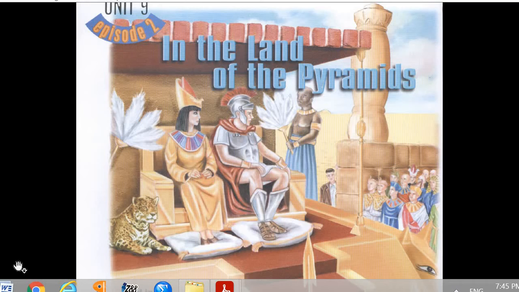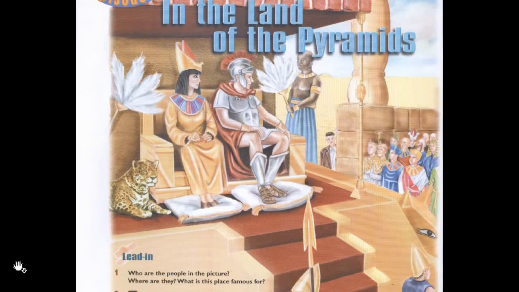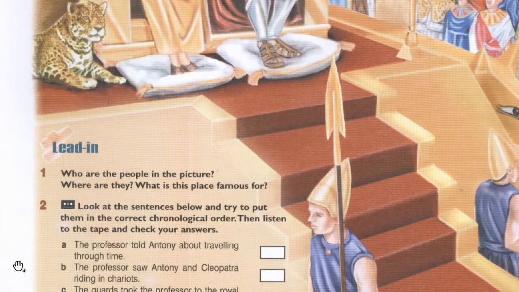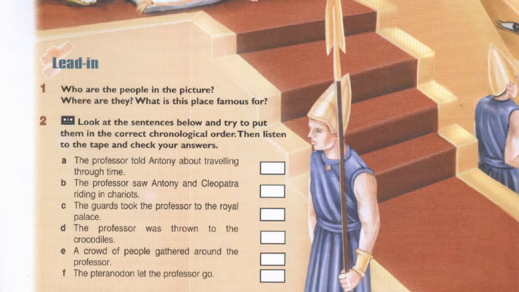Okay, so for today, please open your student book to Unit 9, page number 40. The title of Unit 9 is In the Land of Pyramids. Okay, the Land of the Pyramids. It's page number 40, and you're supposed to focus on the exercises on this page. So we're going to look at the first part of today's program, which is the leading introduction or warm up.